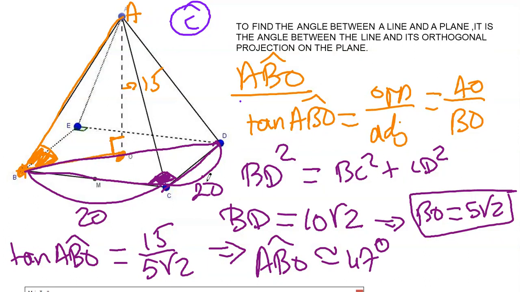So I'm going to repeat again. To find the angle between a line and the plane, it is the angle between the line itself and its orthogonal projection on the plane. It's as if the line, I throw it perpendicularly.